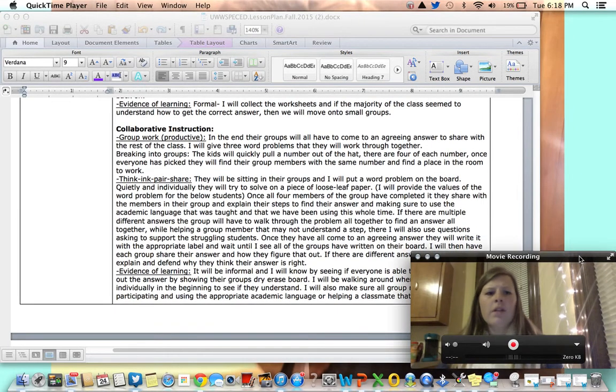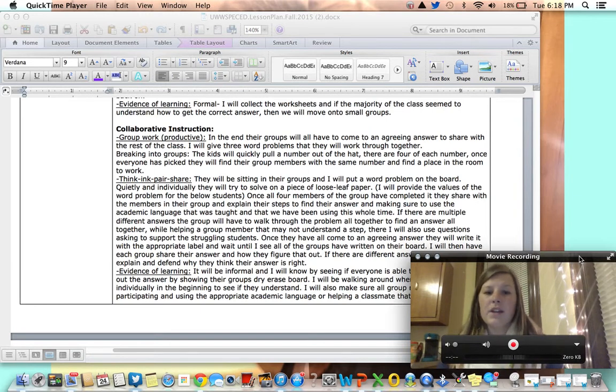So next would be the collaborative instruction. It will be productive group work. In the end, the groups will all have to come to an agreeing answer to share with the rest of the class. I'll give 3 word problems that they'll work through together. So I'll break them into groups, and the kids will pull a number out of a hat, and there are 4 of each number. Once everyone is picked, they'll find the group members and find a place in the room to sit. Then I'm going to use a think, ink, pair, share.